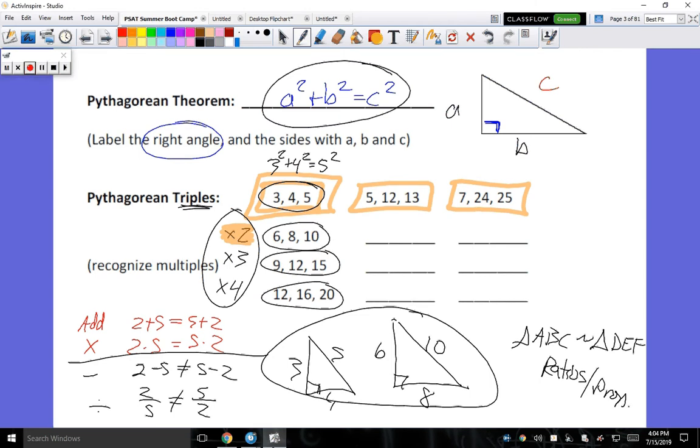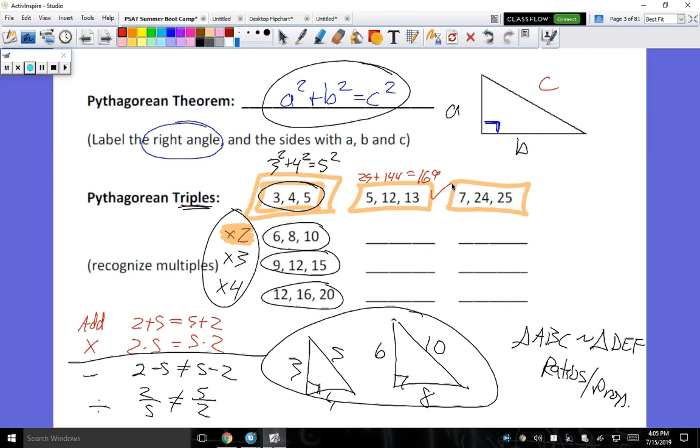All right, 5, 12, 13. What's 5 squared? 25. What's 12 squared? 144. Add those up together, do I get 13 squared? 169. So this is a Pythagorean triple. Would 5, 12, 14 be a Pythagorean triple?